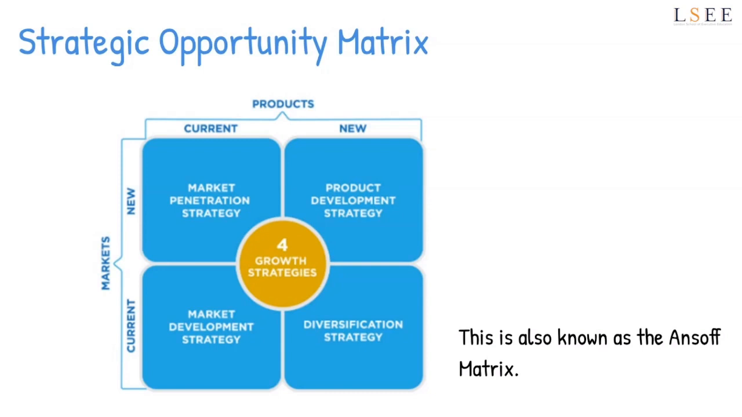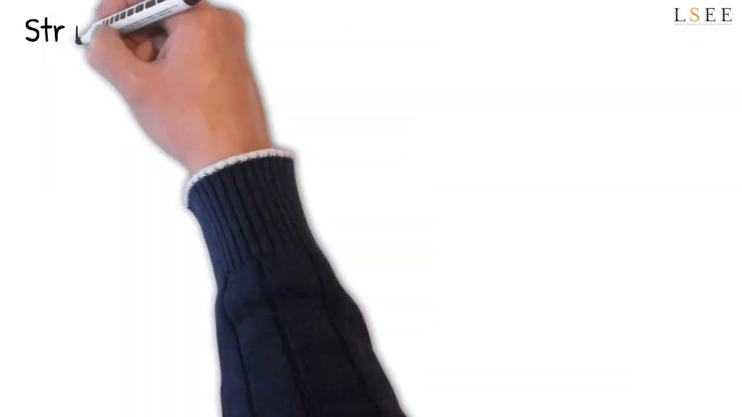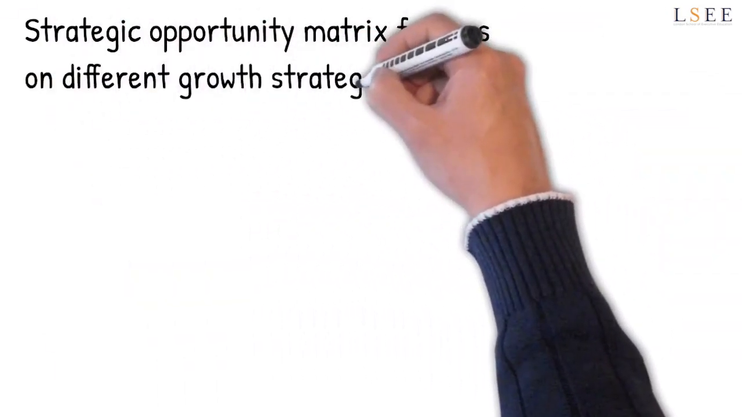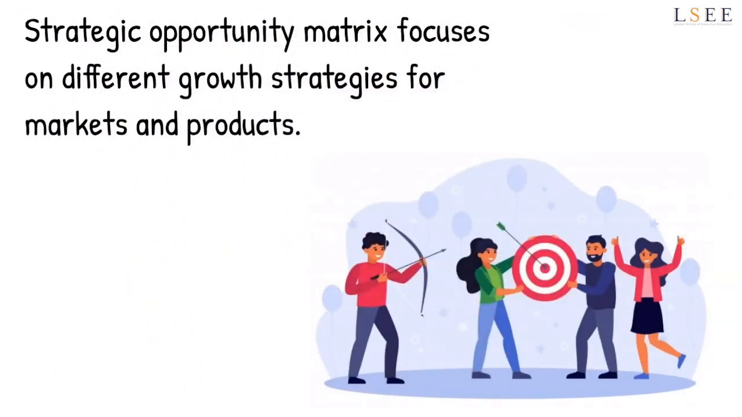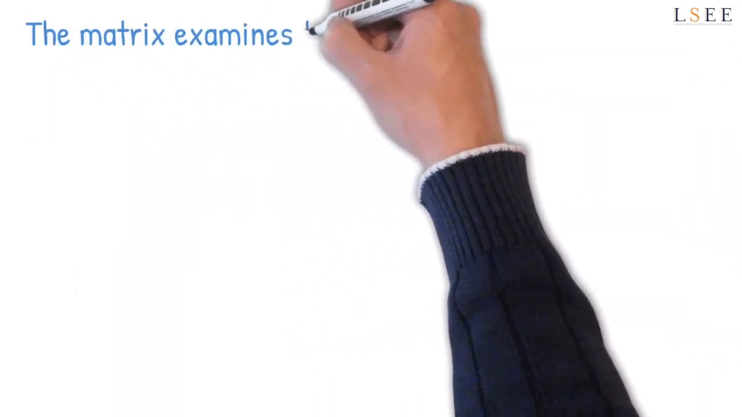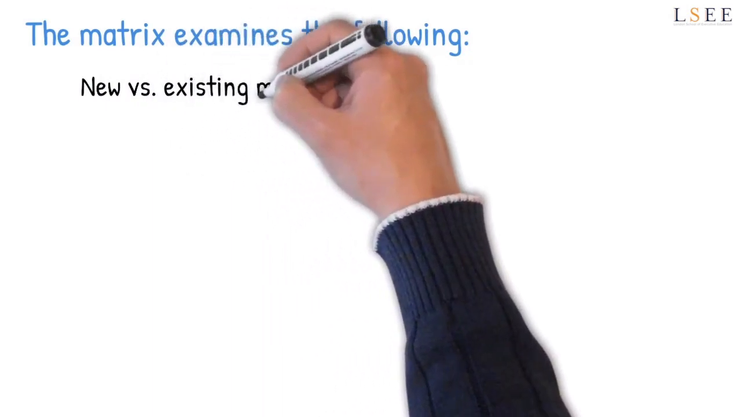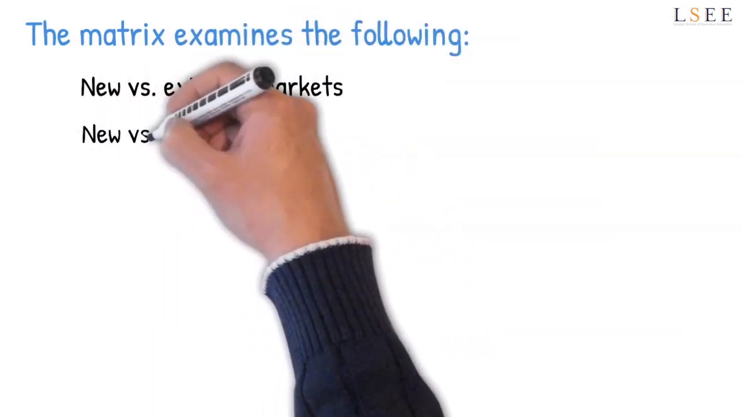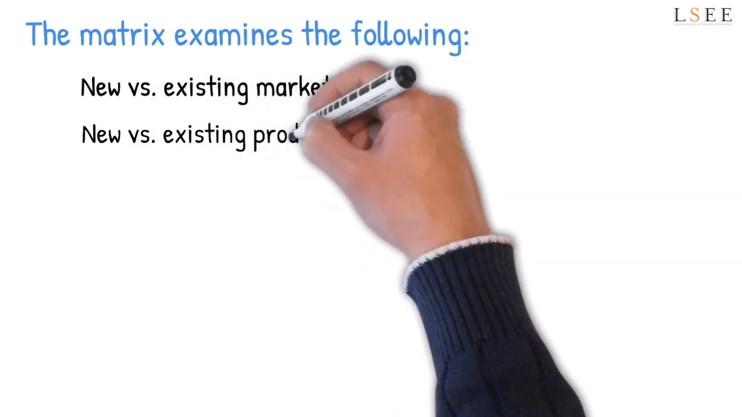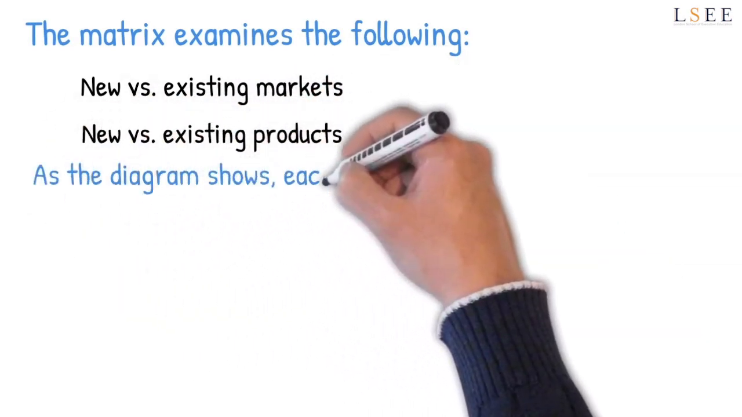This is also known as the Ansoff matrix. Strategic opportunity matrix focuses on different growth strategies for markets and products. The matrix examines the following: new versus existing markets, new versus existing products. As the diagram shows, each quadrant represents a different growth strategy.